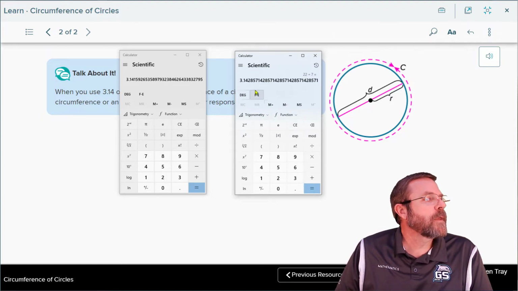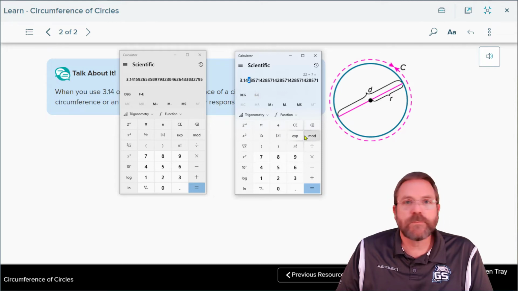And you can see that we lose it at the third decimal space.